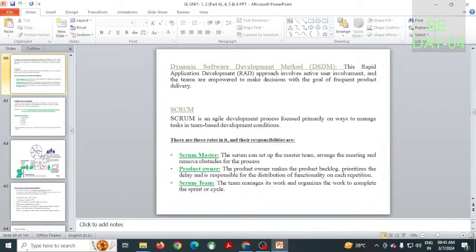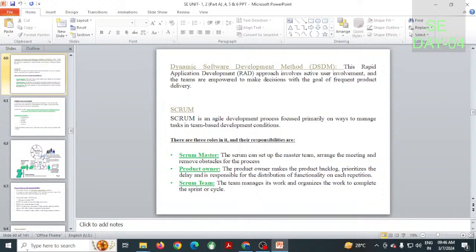Next, coming to the third role under Scrum, that is the Scrum team. What is the responsibility of the Scrum team? This team manages its work and organizes the work for completing the sprint. A sprint simply means a cycle. Yes, that is about Scrum.